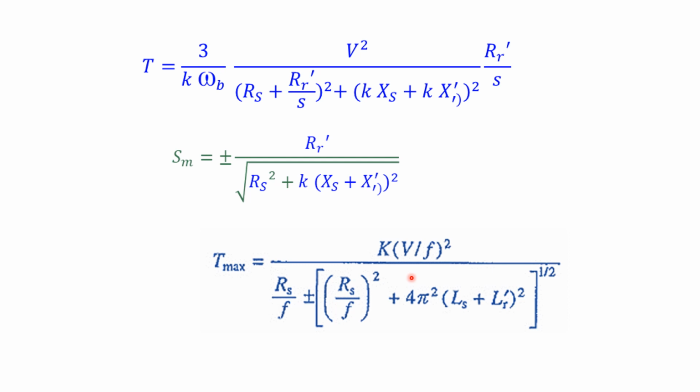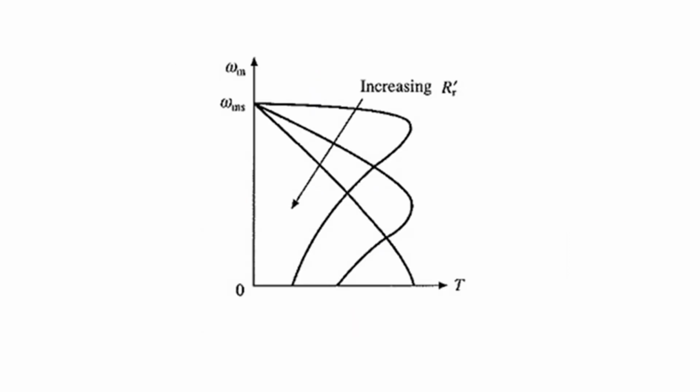In this case, by increasing the rotor resistance for a given torque value, for the same torque value, your speed goes on decreasing. If I increase the rotor resistance, for the same torque value, my speed goes on reducing.